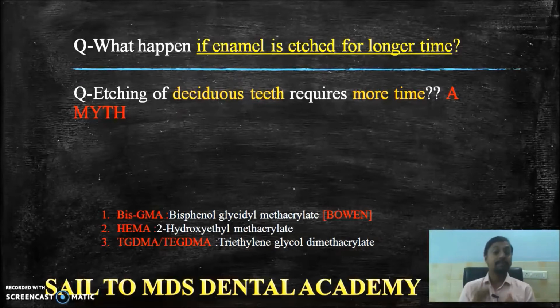the same time. Previously it was thought that because of aprismatic enamel, deciduous teeth require more time, but that aprismatic enamel is only present at the cervical area of the tooth. So both require the same time.